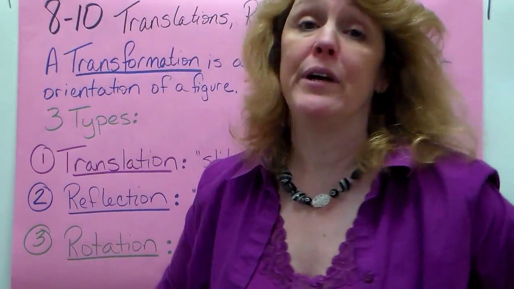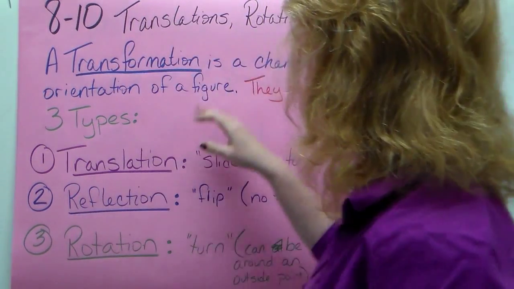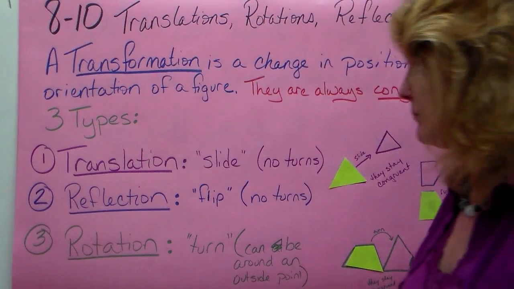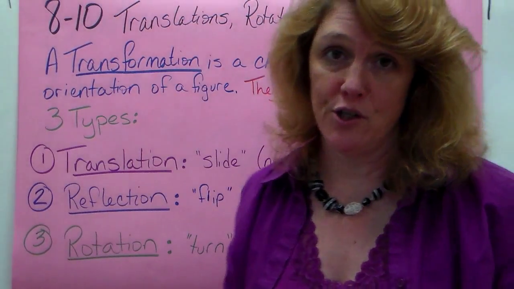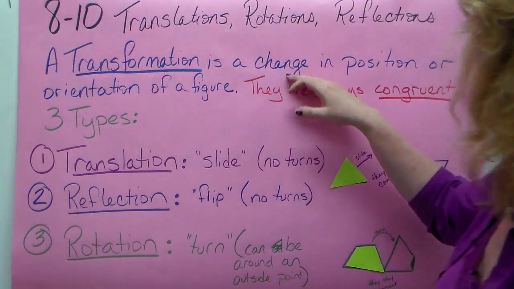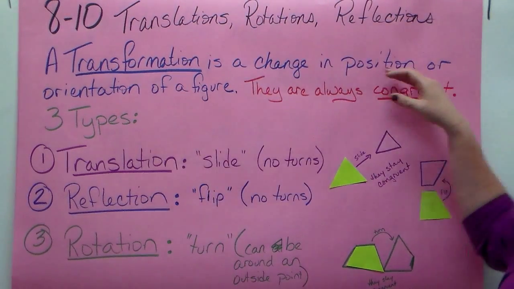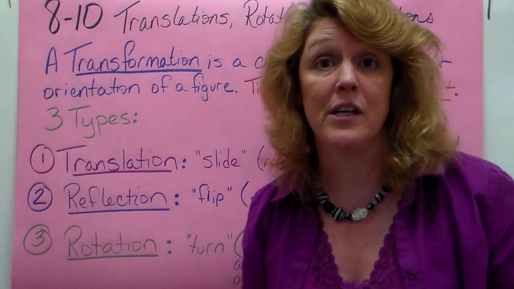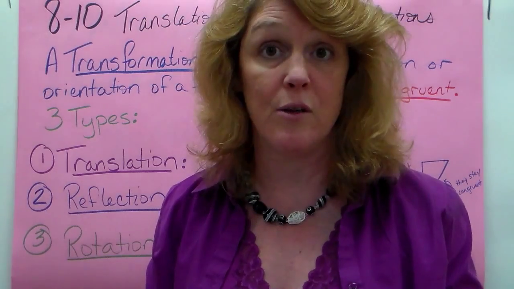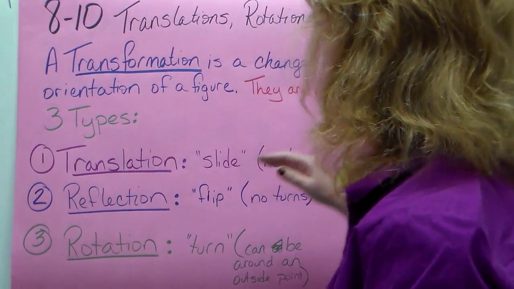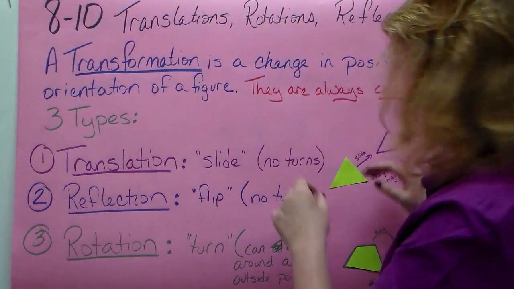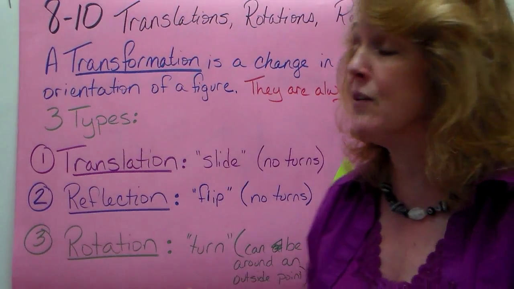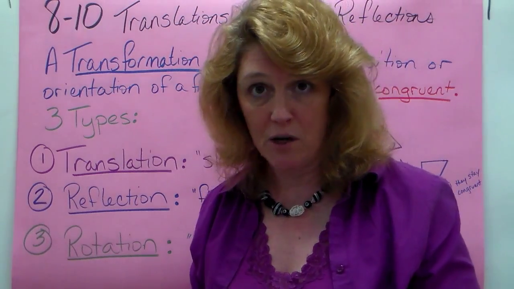So here we are with 8.10, translations, rotations, and reflections. These are all transformations. A transformation is a change in position or orientation of a figure. It doesn't actually change the shape itself, it just changes where it is on the paper and how you see it. When you go from the beginning to the end, these figures are always still congruent.